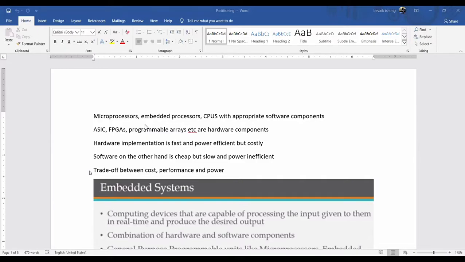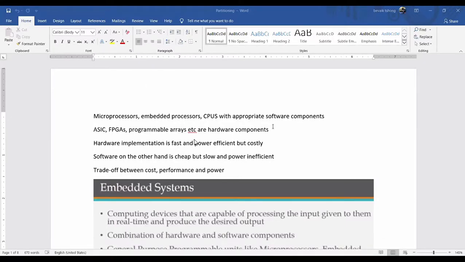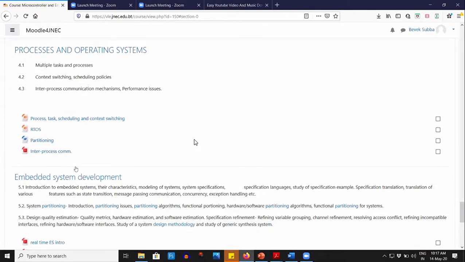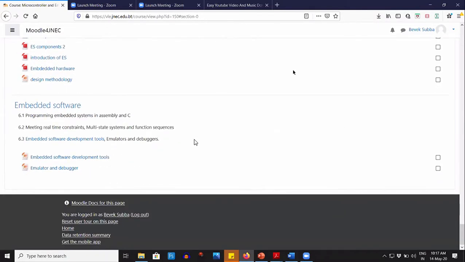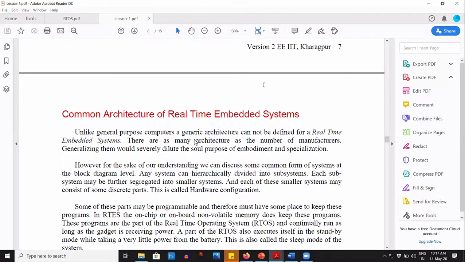I think I'll give this as your self study. Can you see this part? If you go in VLE lesson 1, I think that is also not uploaded. In this, I'll upload this file as architecture of embedded system.